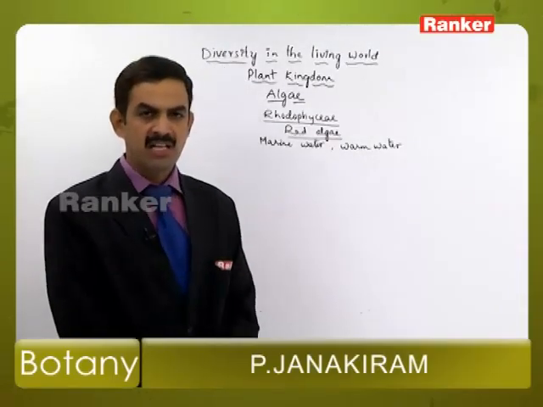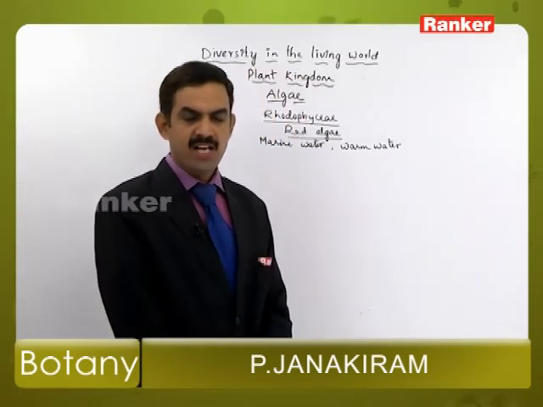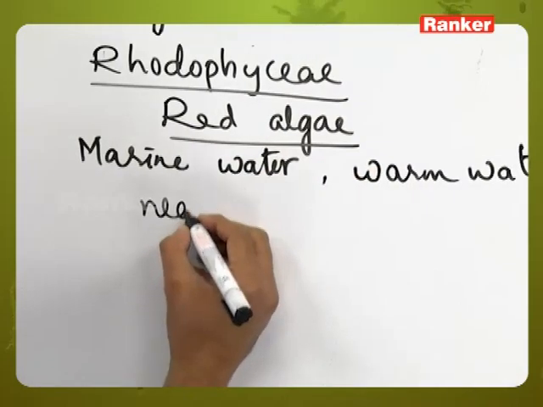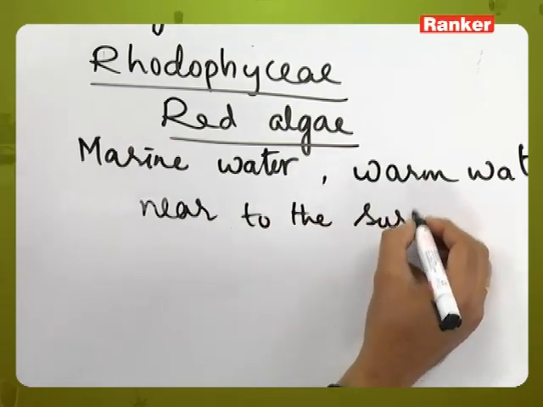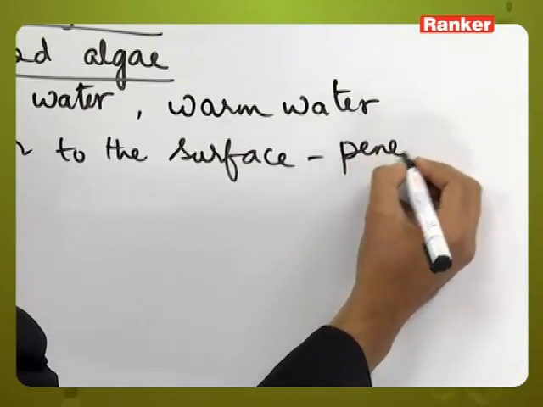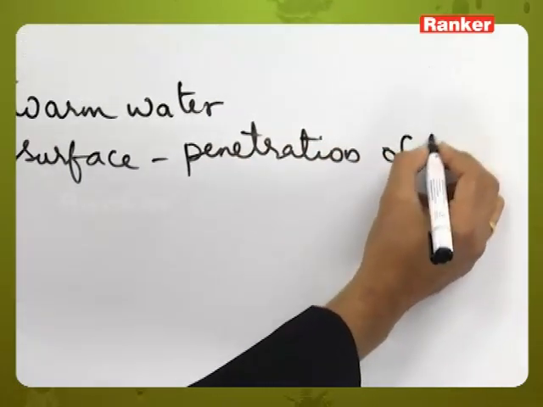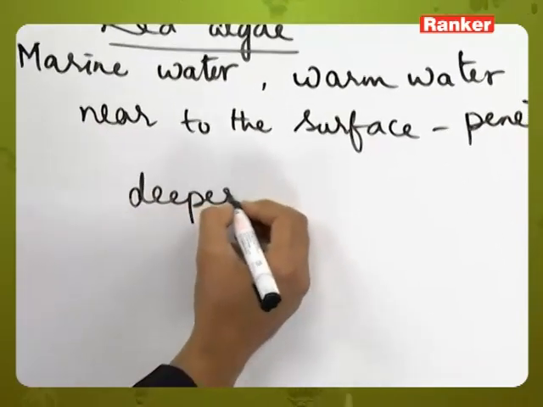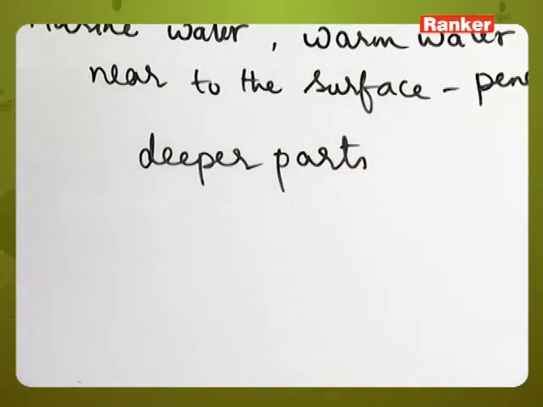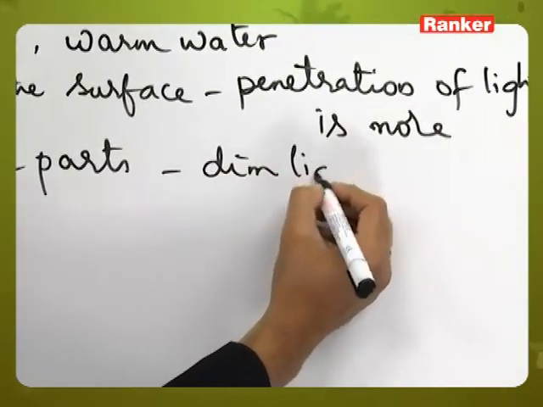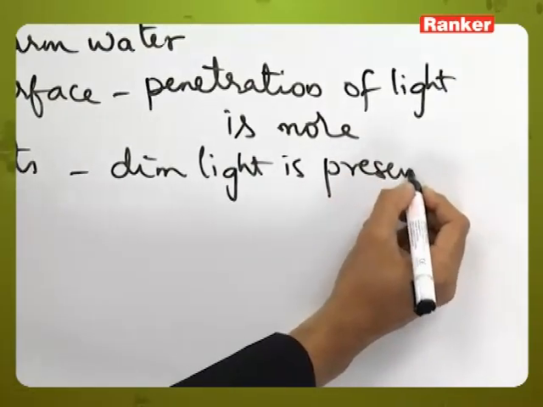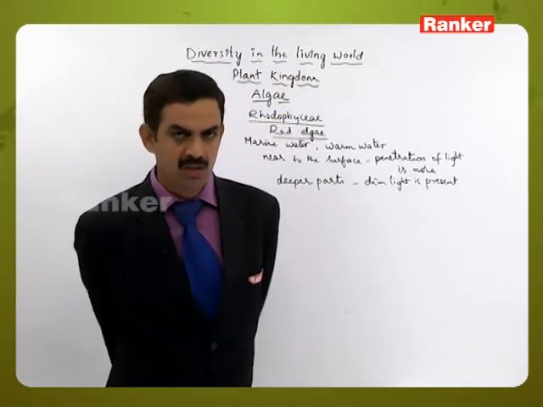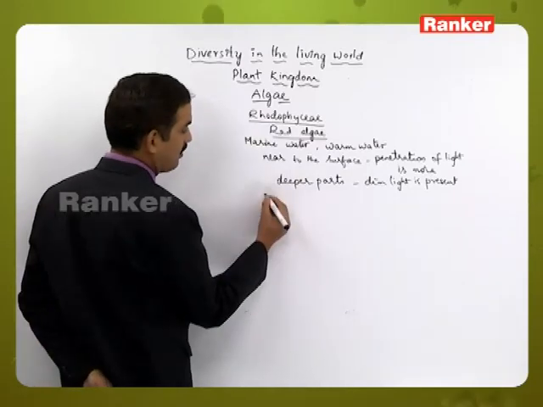When they are present in the water, they have the ability to survive in places where the penetration of light is more, that is near the surface, and in the deep parts. And in the deeper parts of the water body also they can survive, where dim light is present. That means they can perform photosynthesis both in high light intensity areas and in dim light areas.